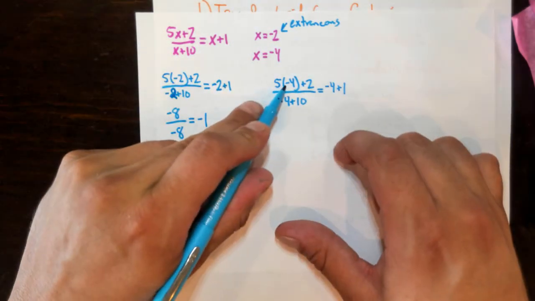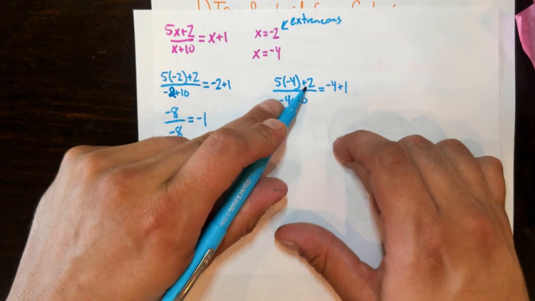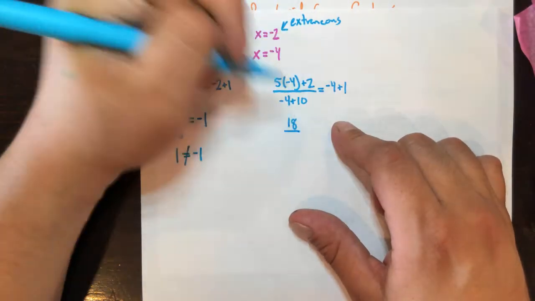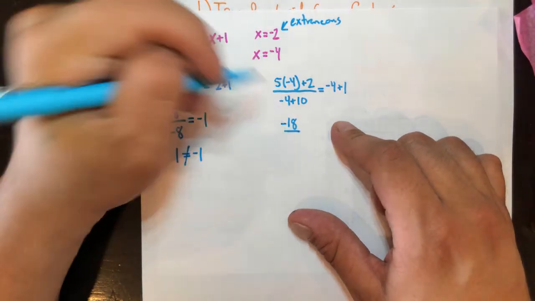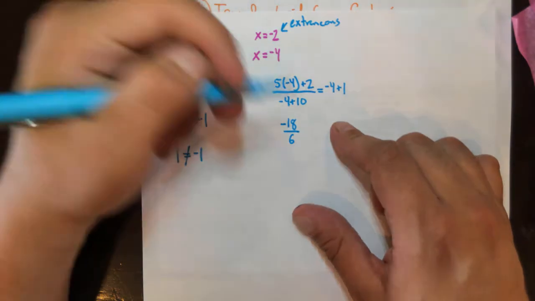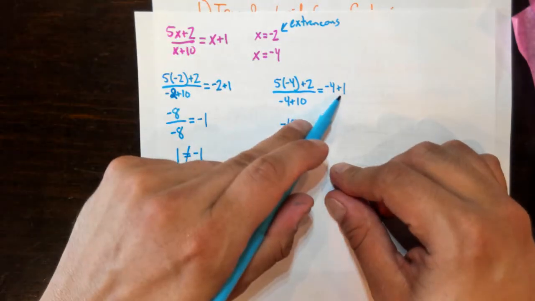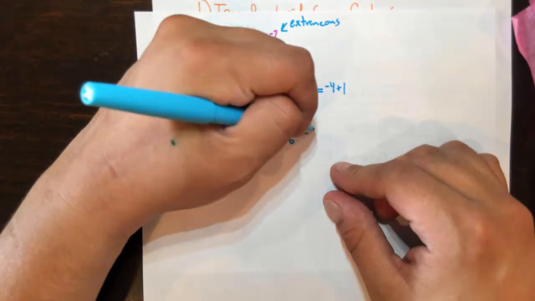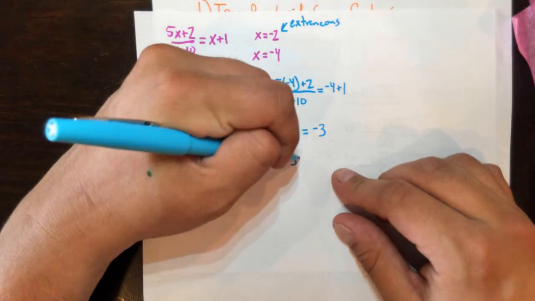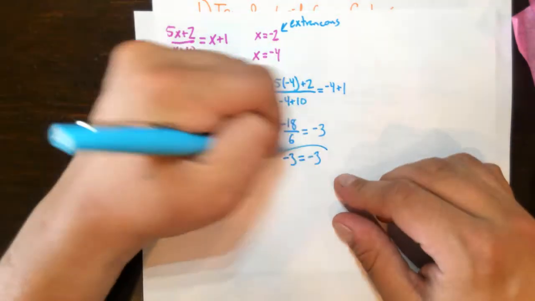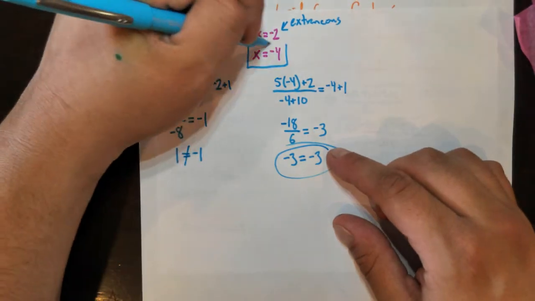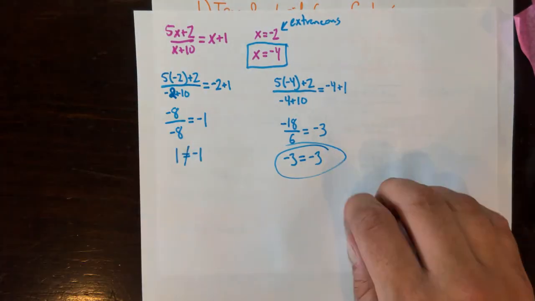Well, 5 times negative 4 is negative 20 plus 2 is negative 18. And then negative 4 plus 10 is 6, equals, let's see, negative 4 plus 1, that's going to be negative 3. Negative 18 divided by 6 is negative 3. So yes, negative 4 is our answer, while negative 2 is extraneous.